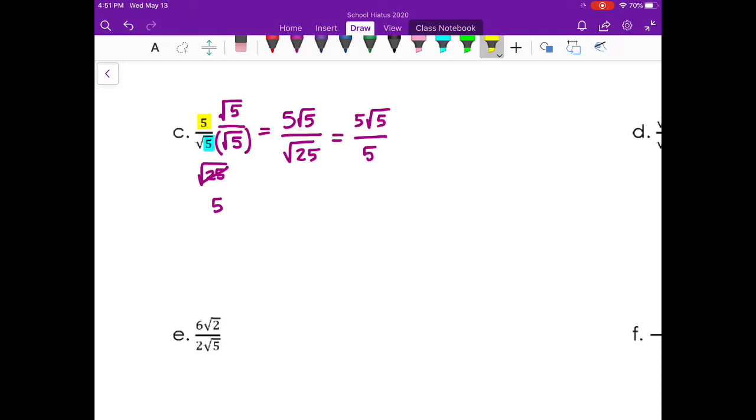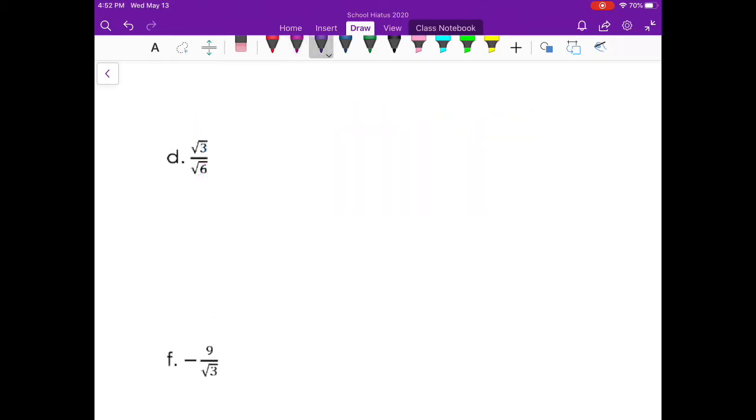Now, I have a 5 on the top and a 5 on the bottom that are both outside radicals. So 5 over 5 simplifies to 1, giving me 1 radical 5, and a simpler way to write that would just be radical 5. On example D, we have a 3 and a 6, both inside a radical, so we can simplify the fraction 3 over 6 to get 1/2. So now we'll have radical 1 over radical 2, or radical 1/2 if you wrote them together in the same radical symbol, but we can take the square root of 1, which is 1, so now we have 1 over radical 2, and we need to rationalize the denominator here.